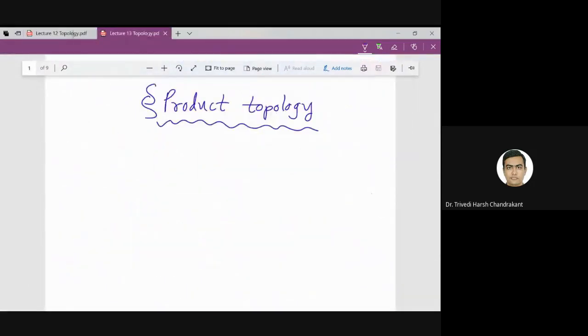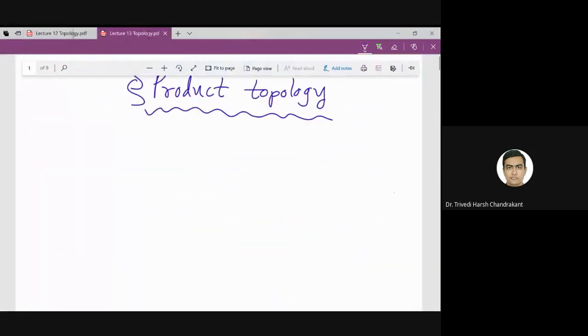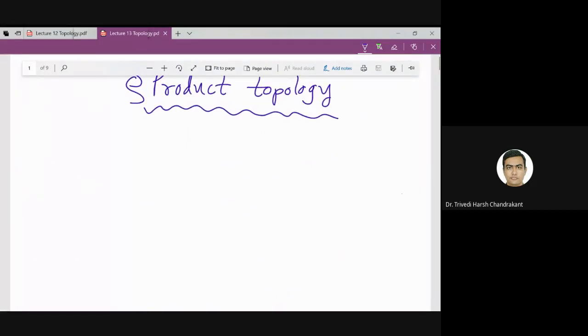So today I want to discuss product topology. If I have two vector spaces V and W, I can discuss V cross W, which is again a vector space. In the same way, if I have two topological spaces X and Y, where tau X is a topology on X and tau Y is a topology on Y, then using tau X and tau Y, I can define a topology on X cross Y. That is product topology. So let us define that.